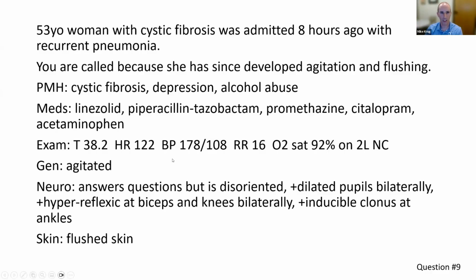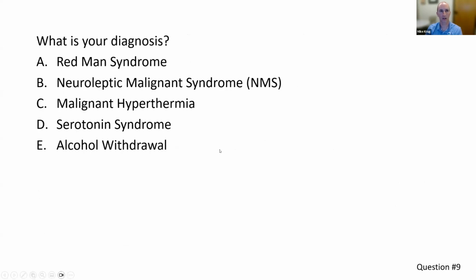She is febrile. She is tachycardic. She is hypertensive. Respiratory rate is normal, saturated 92% on 2 liters. That's what she was saturating before because of her pneumonia. She's agitated. She answers questions, but it's kind of disoriented. Her pupils are dilated. She's hyperreflexic. She's got clonus at her ankle. She's flushed. What's your diagnosis?